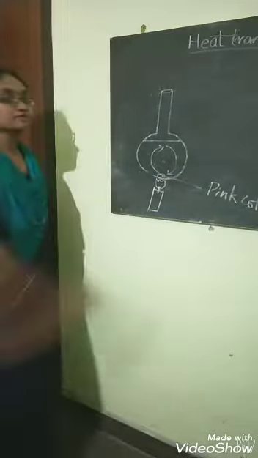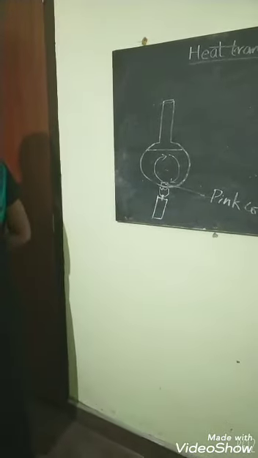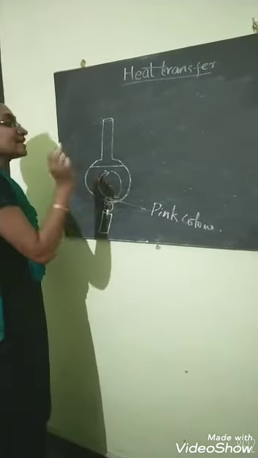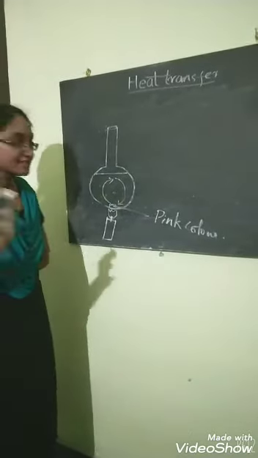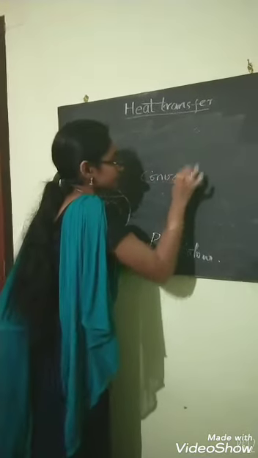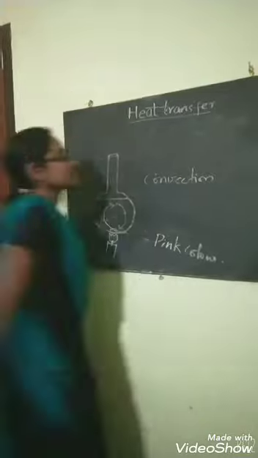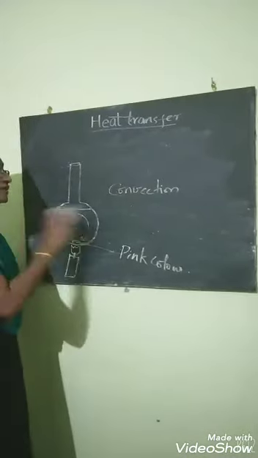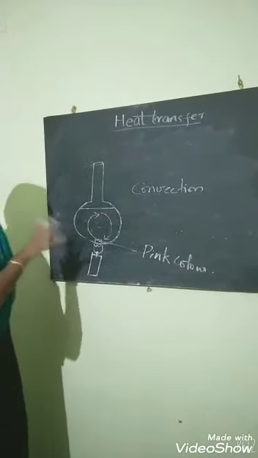It is explained in your textbook. Please read and understand this experiment. This is an example which explains the process of convection. So, I think this concept of convection is clear for you. These are all about the topic of convection.